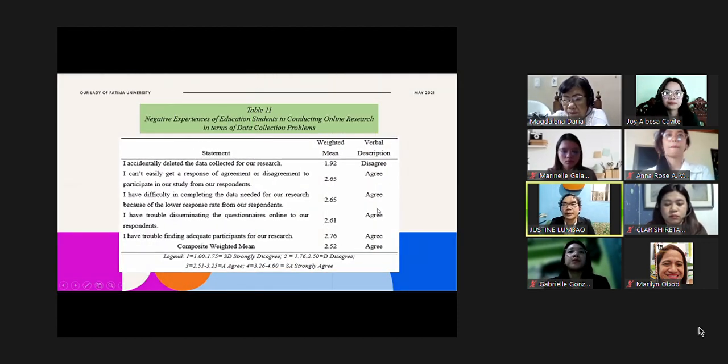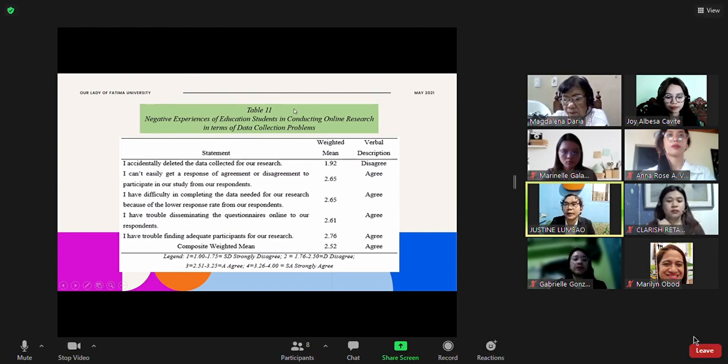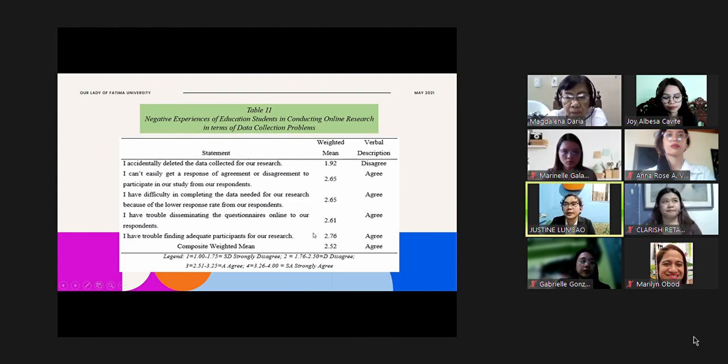In table number 11, we have the negative experiences in terms of data collection problems. As you can see in the table, we only have one disagree and four agrees. So this is the contrast of table number 10, because table number 10 has only one agree and table number 11 has only one disagree. And first, I will read the disagree.